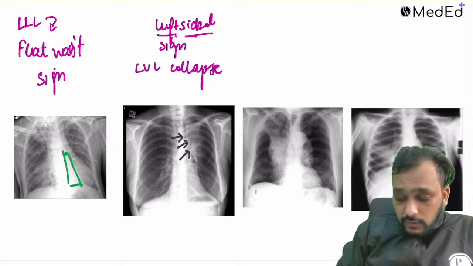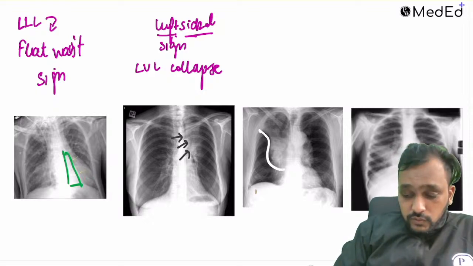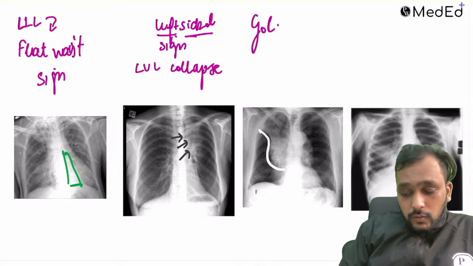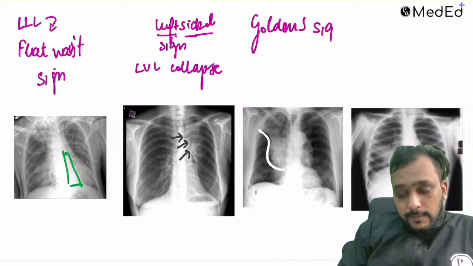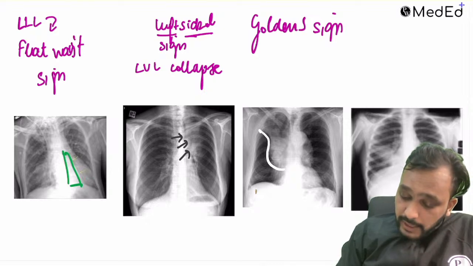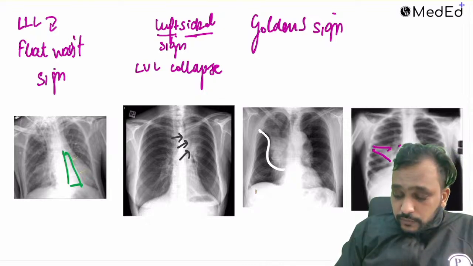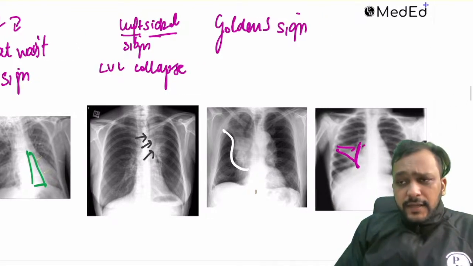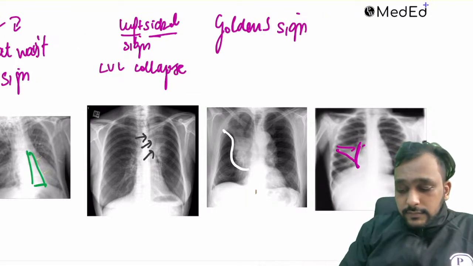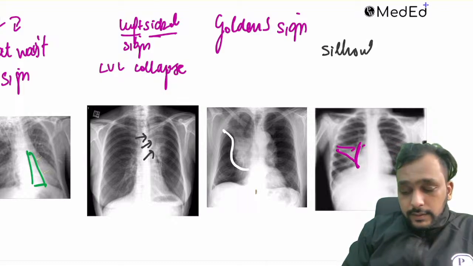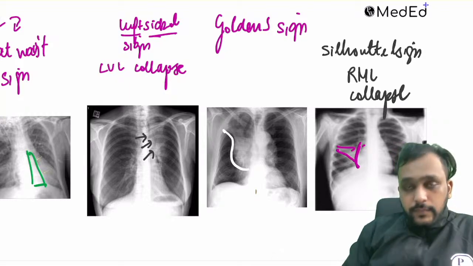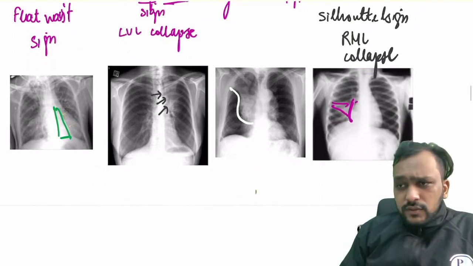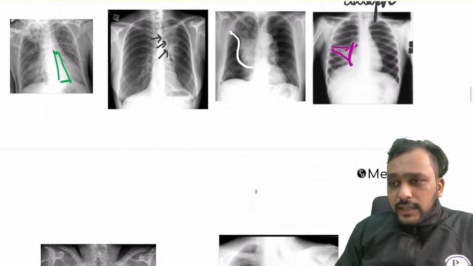And in the third image, a homogeneous opacity is seen in the right upper zone, and if you can see, the lower border is taking the shape of an S. That is why this is known as the Golden S sign of right upper lobe collapse. And a homogeneous opacity resulting in loss of silhouette of the right heart border is your silhouette sign, right middle lobe collapse. Is that clear? Important named signs of collapse, right? These are very frequently asked.